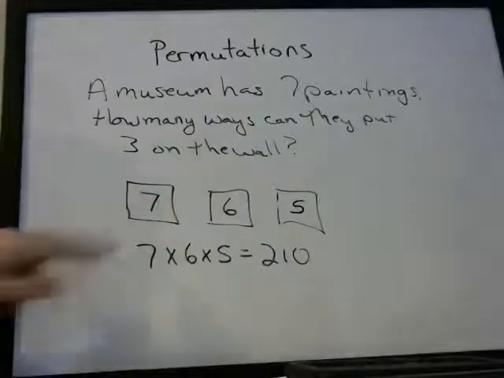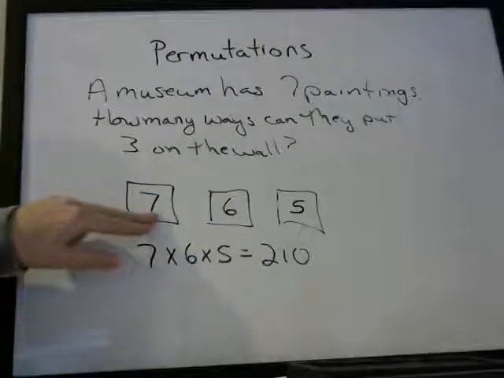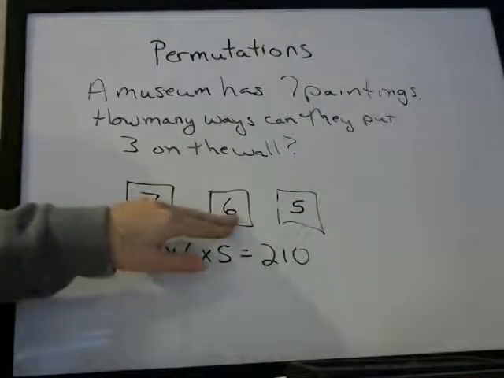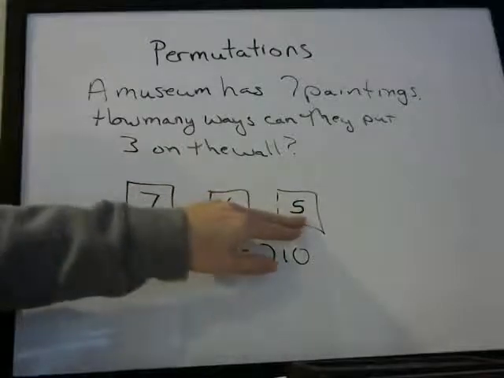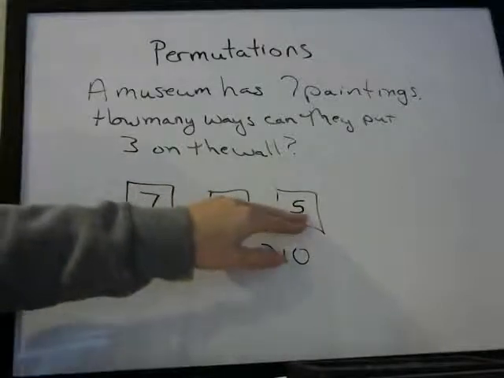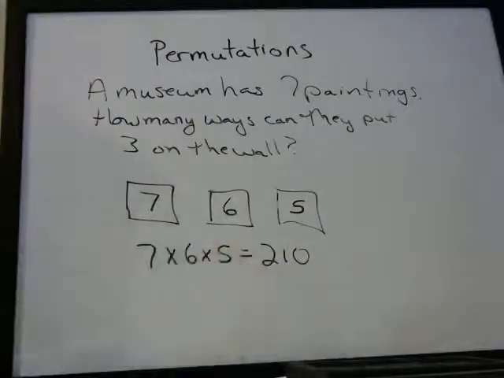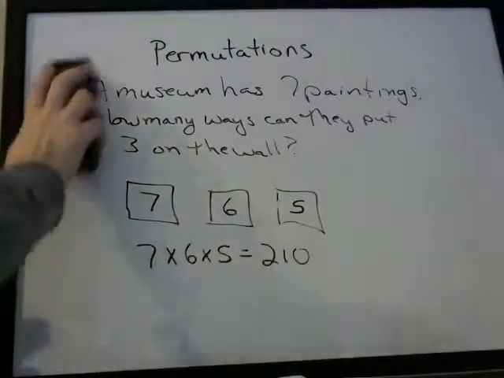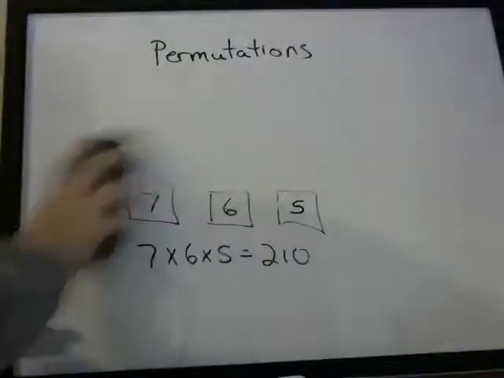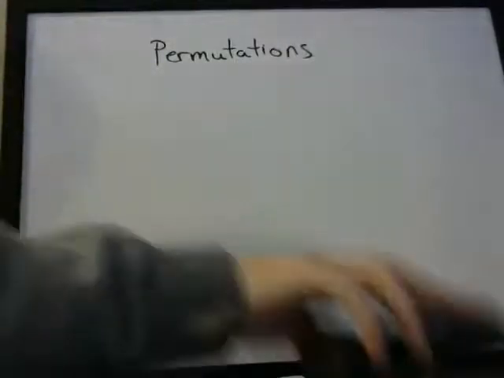But again, think logically. How many can you put in the first spot? Given that, how many can you put in the second spot? Given that, how many can you put in the third spot? And then you're done. You don't have any more spots. And then you just multiply them together and you get 210. Let's do another one that's similar to this.